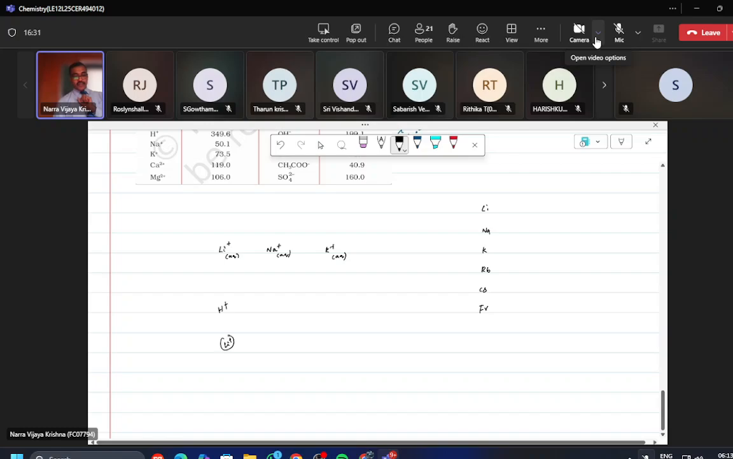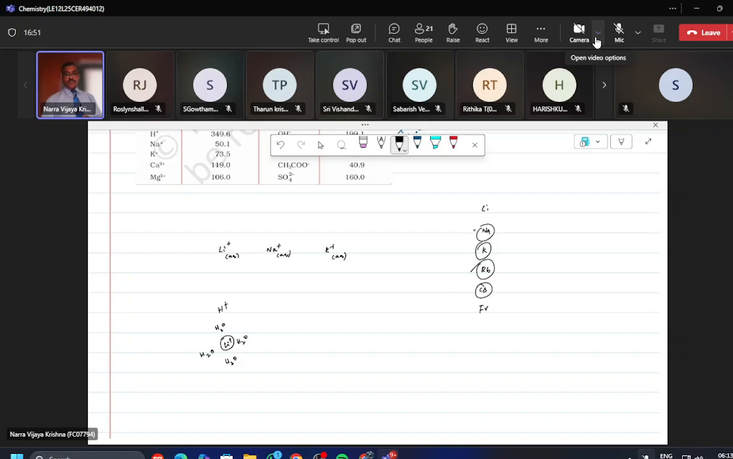They are smaller in size. Then what happens to the surface area? Less. Then how many water molecules will surround it? Less number of water molecules only. So around Li plus, how many water molecules can surround? Only 4. Around cesium plus, rubidium plus, how many? 8.